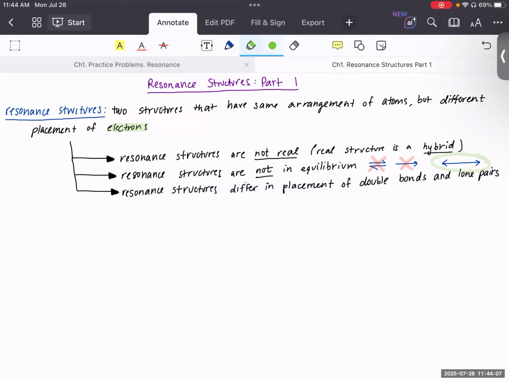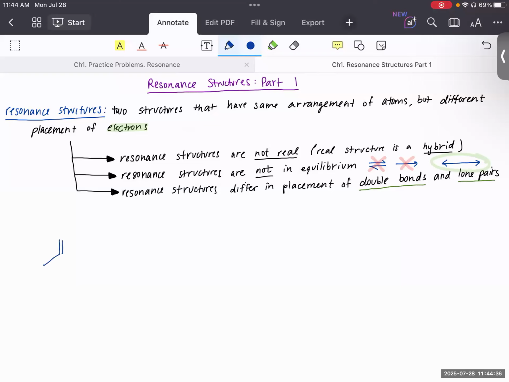And then the last tidbit for just a definition is that, similar to what I said earlier, resonance structures differ in the placement of electrons. And so primarily what we're going to focus on is the placement of double bonds or triple bonds, and then lone pairs. And so if you're not sure where to start with a resonance structure, always look for double bonds and lone pairs. All right, so let's start off with a simple carbonyl structure.